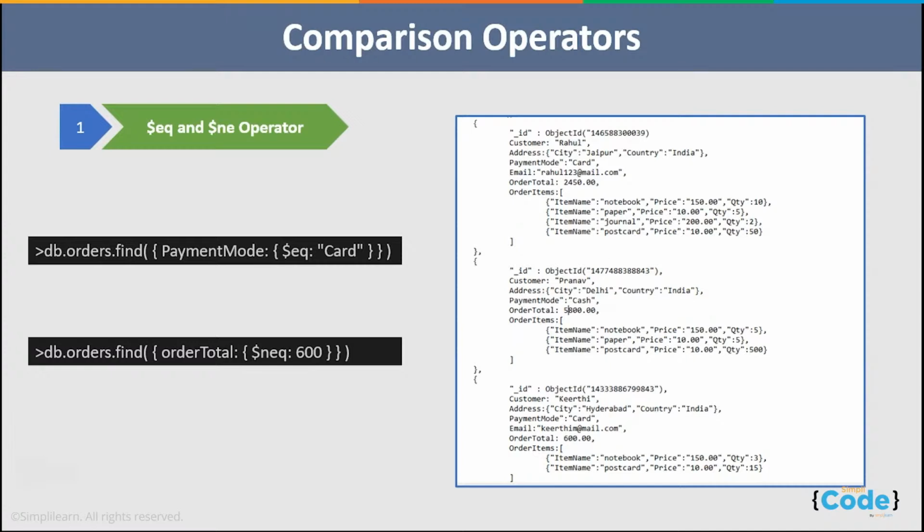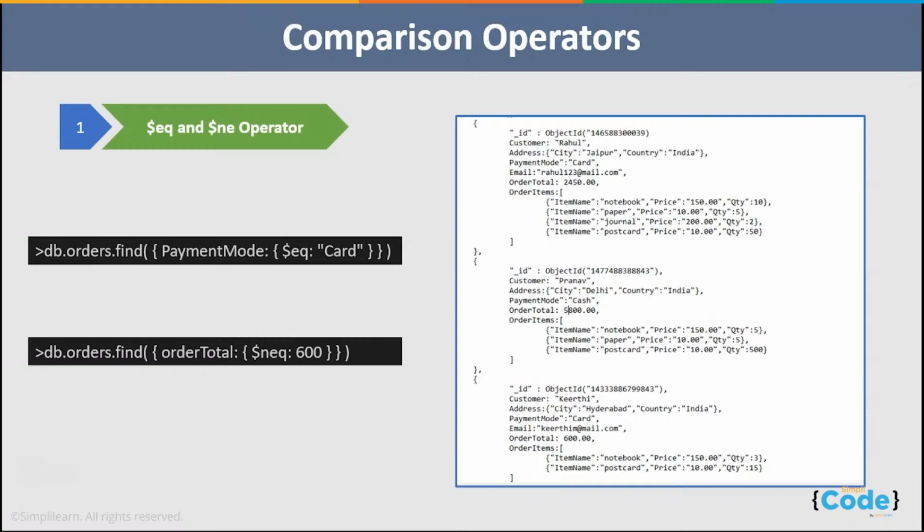As you can see, we have basically three documents here. We have IDs of three different people who have purchased certain products from a stationery shop. So we have three customers here: Rahul, Pranav, and Kirti. Now, if I want to perform a comparison operation for this, let us understand how equal and not equal operations perform.